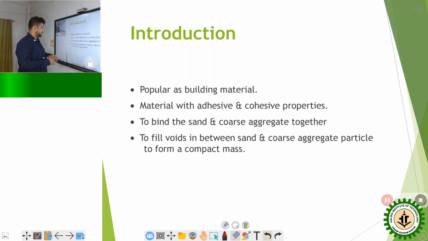It binds together the sand and coarse aggregate. Coarse aggregate means stone chips, small stones of 20 mm diameter or 10 mm diameter, whatever, depending on the mix calculation. Depending on the strength required, you need to calculate the mix design. Cement fills voids between sand and coarse aggregate particles to form compact masses. It is known as cement.